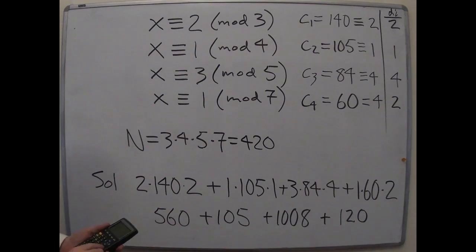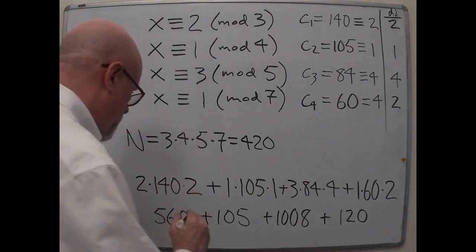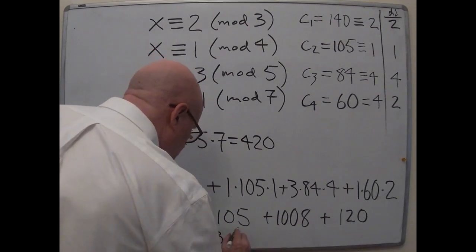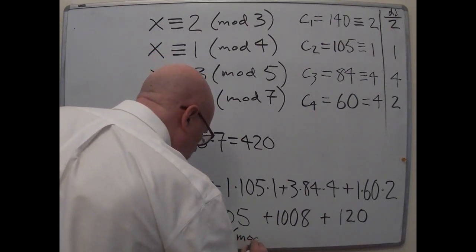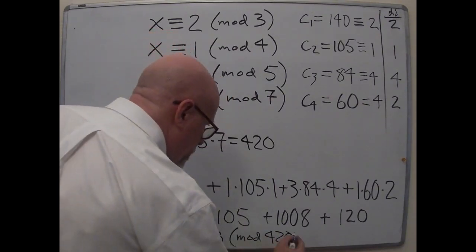I don't trust myself to add all these 3 and 4 digit numbers, so let's go 560 plus 105 plus 1008 plus 120. It's 1793, which is a solution, but it's bigger than our modulus. We should be working modulo 420. So we'll make a reduction.